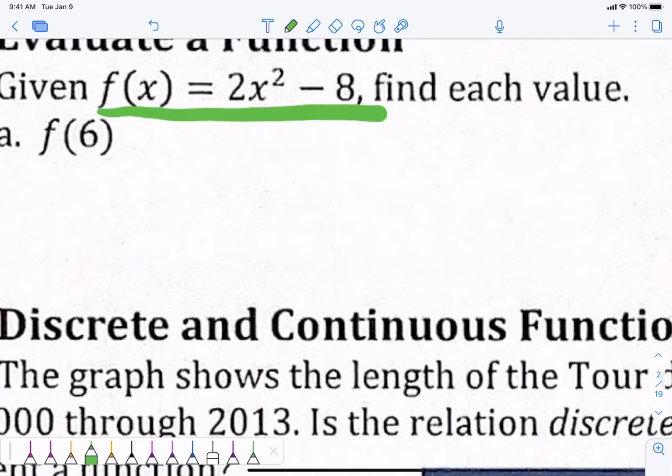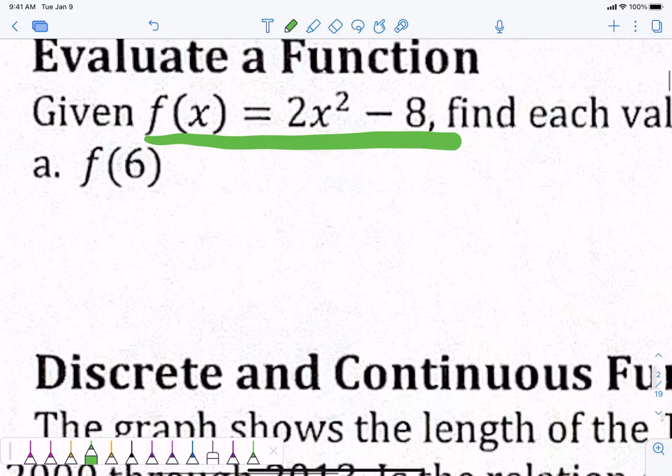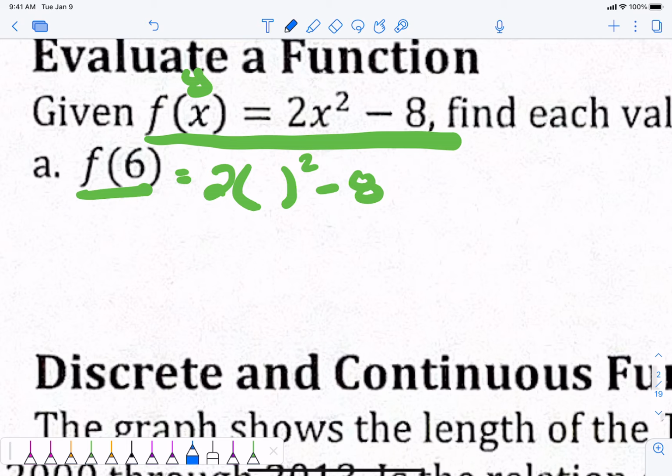Given f of x equals 2x squared minus 8, that's kind of like saying y equals 2x squared minus 8. They say we can find f of 6. They want to know what f of 6 is. What does that mean? That's all you do. 6 is taking the place of x. It was f of x, now it's f of 6. So wherever you see an x in the equation, they want you to put a 6 in there instead. Does that make sense? You're replacing all of the x's with this.